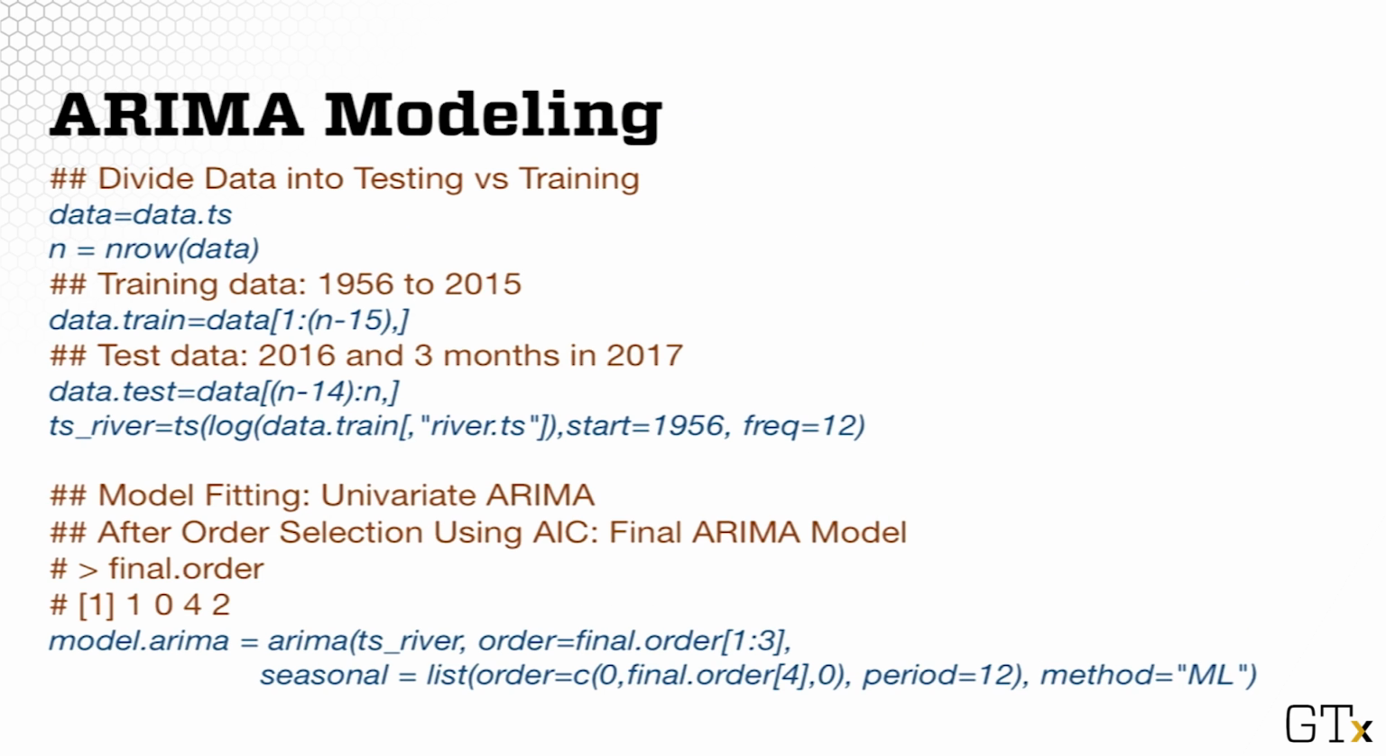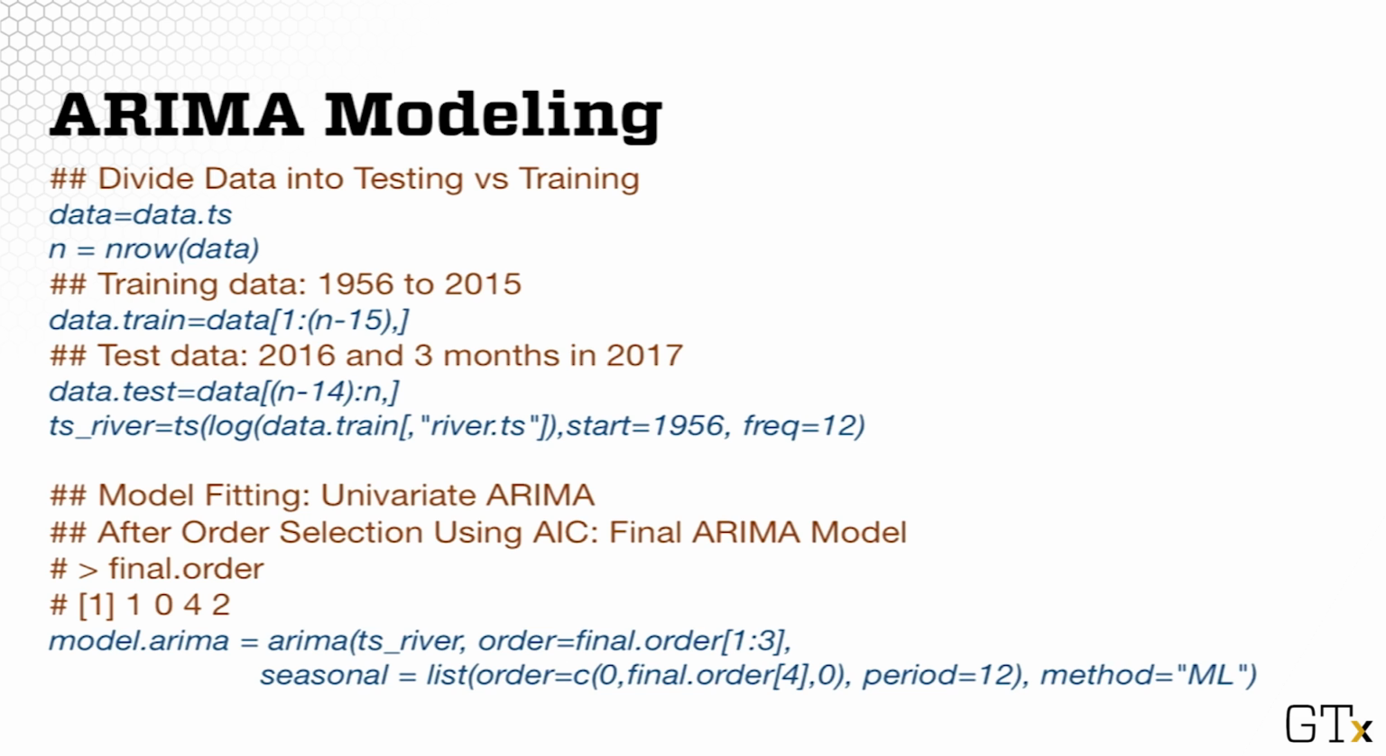I'll begin with the modeling of the river flow using univariate time series models. We'll apply the modeling on the log transform time series. I also split the data into training and testing, where the training data include all the years from 1956 until 2006, and the testing data include year 2006 and the first 3 months of year 2017.